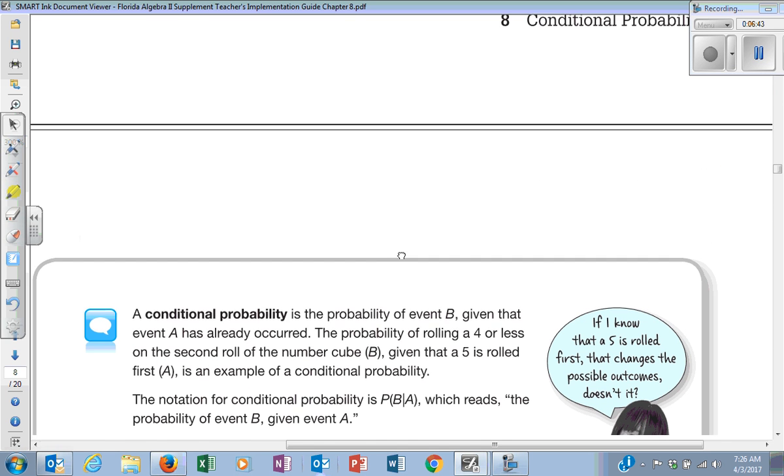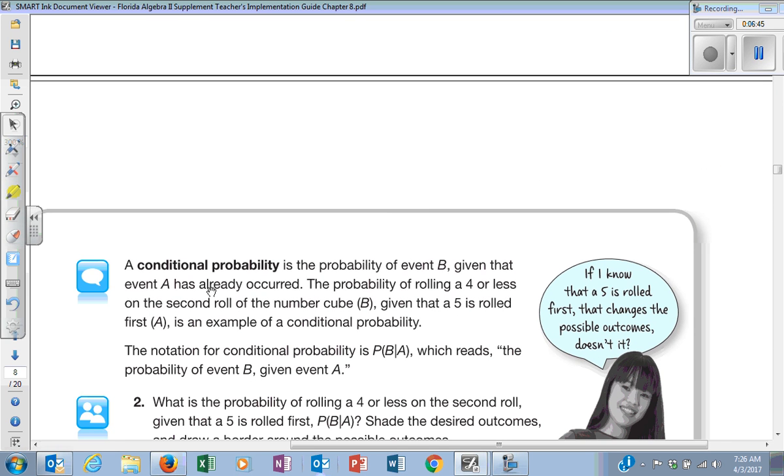All right. A conditional probability is the probability of event B given that A has already happened.